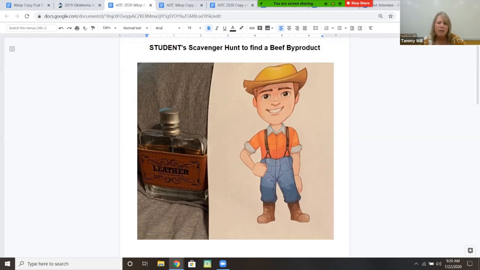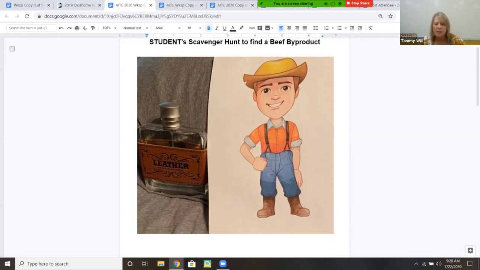So this is the document that I sent them. And so they had to go on a scavenger hunt, if you may, in their house after learning about beef byproducts and find a byproduct in their home. And there's so many byproducts, that was something that was easy for them to do. Or from my perspective, it would be easy because I knew they would have something in their home.